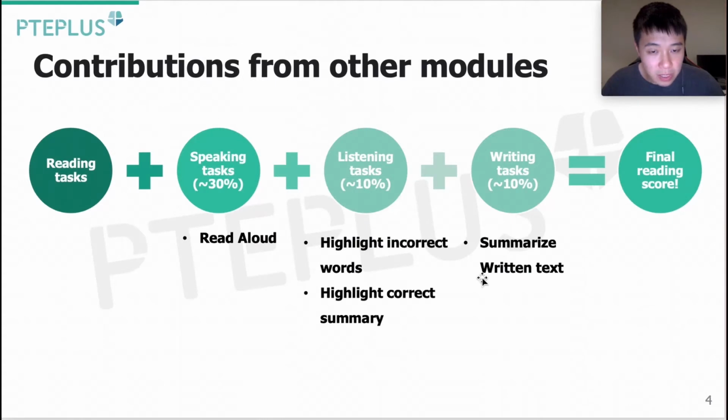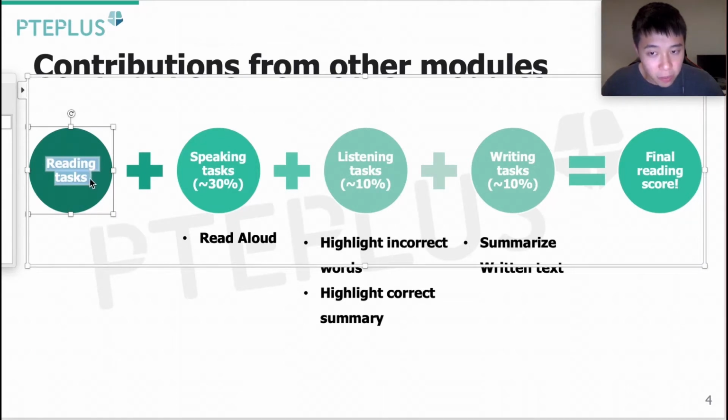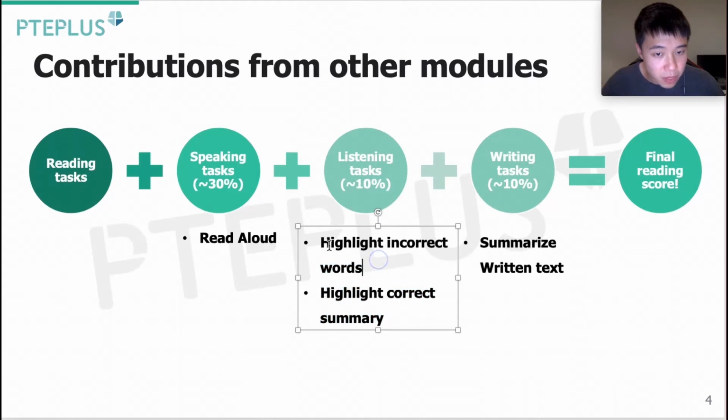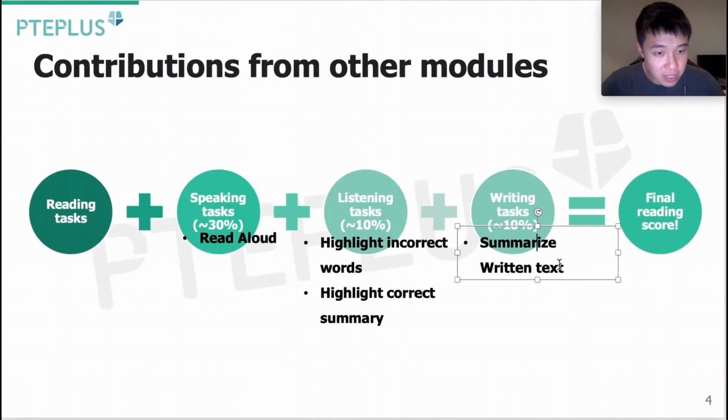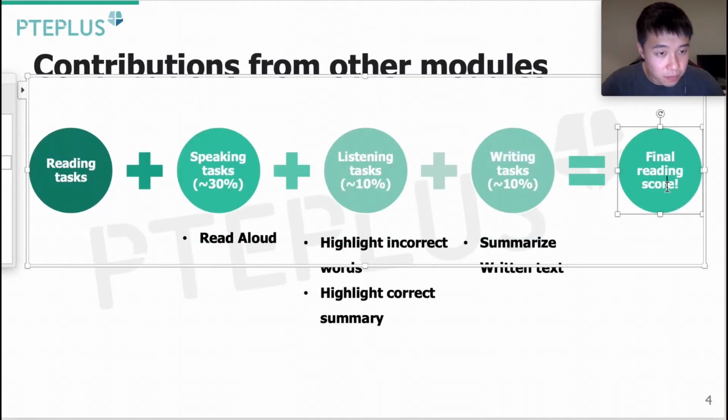Now, let's have a look at the contributions to other modules as well. The reading tasks, as we talked about before, contribute to your reading score for about 50%. And then 30% of your reading score comes from your read aloud. And then also in the listening section, highlight incorrect words and highlight correct summary contribute for about 10% to your reading score as well. And then finally, we have our summarize written text from our writing section. So all of these questions combined will be your final reading score.